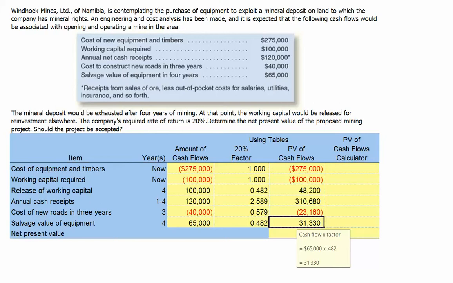$31,330. We sum together the present value of all the cash flows, and we find the project has a negative net present value of $7,950. And since the project has a negative net present value, this means we would reject the project because we don't earn the company's required rate of return of 20%.